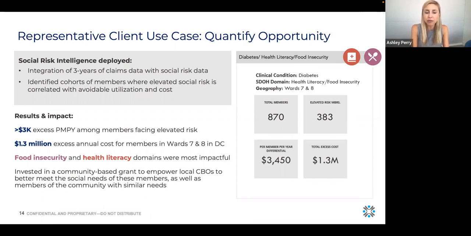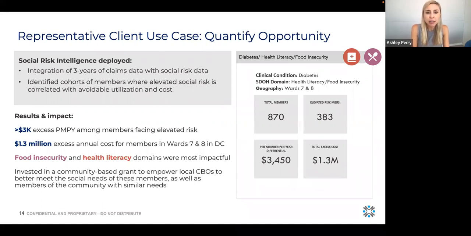So in this case, this is still from our work with Care First, but we were able to take a historical claims extract, so in this case, 3 years of claims data for their member population, and integrate that with the social risk data that we had generated for them through the SocialScape platform. And that allowed us to identify cohorts of their members where we're seeing elevated social risk be correlated with excess utilization and cost, or quality measure attainment gaps, or member retention challenges.